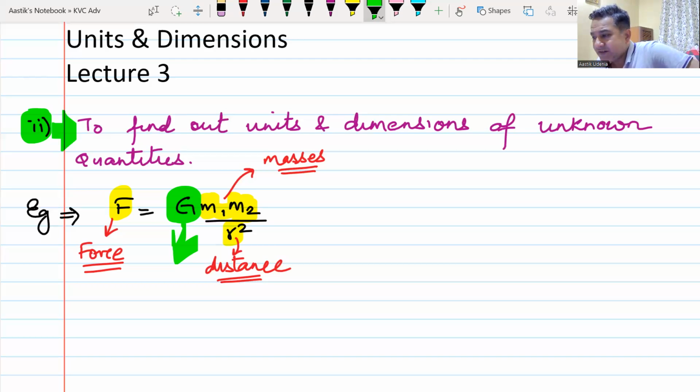Yes, Reddy has given me the answer, meter cube by kg second square. Okay, well done. What about others? Anyone with an answer?